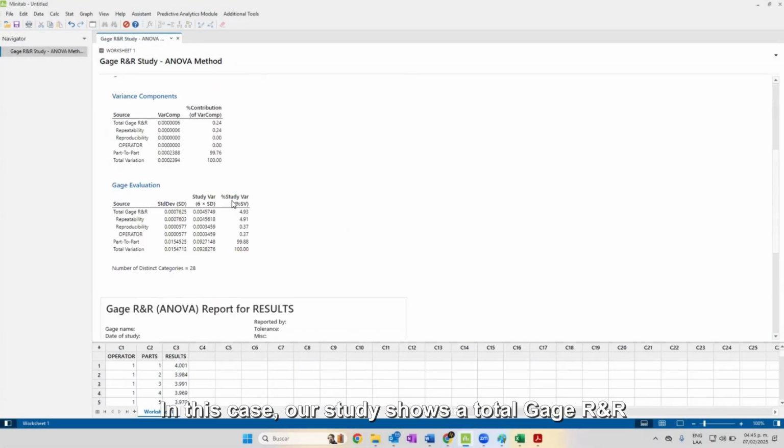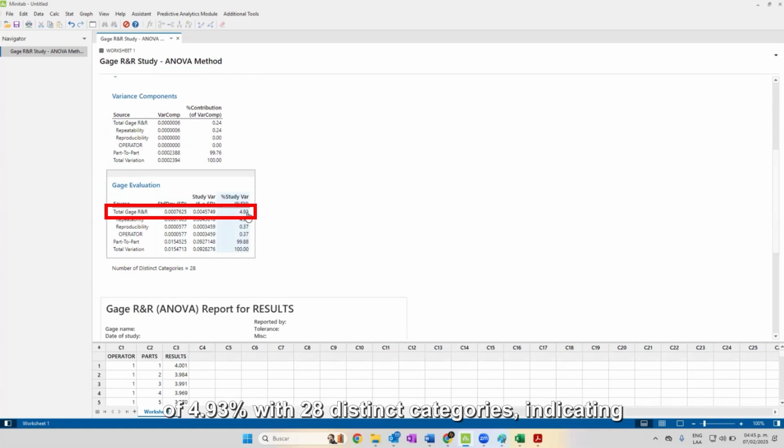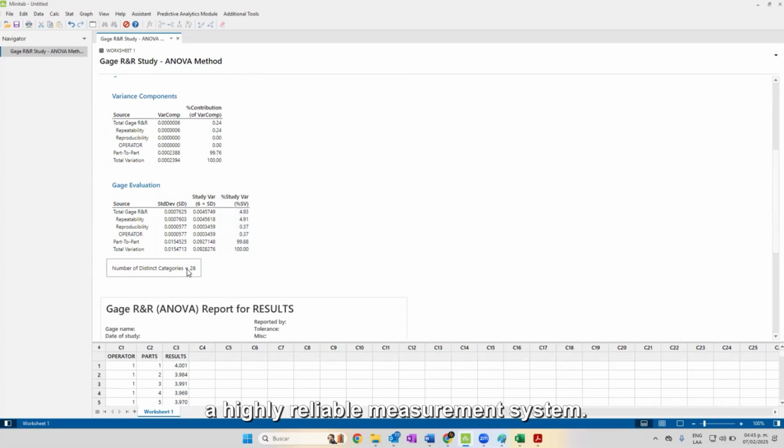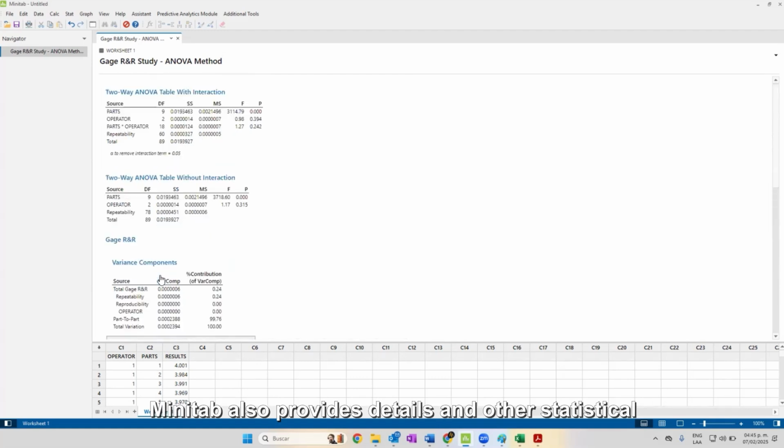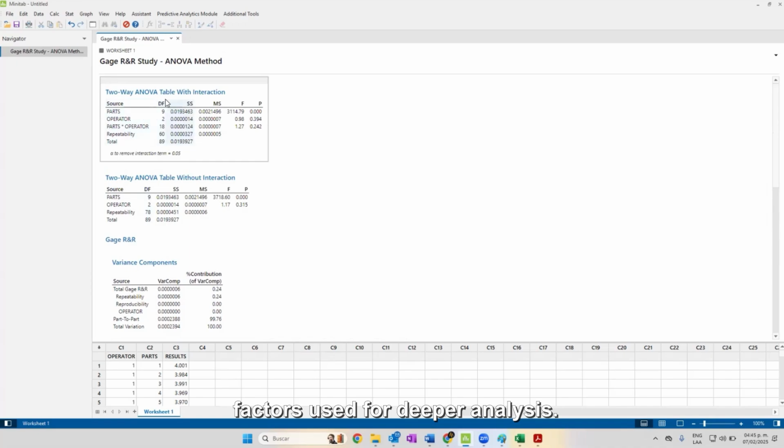In this case, our study shows a total Gage R&R of 4.93%, with 28 distinct categories, indicating a highly reliable measurement system. Additionally, we can see repeatability with 4.91% and reproducibility with 0.37%. Minitab also provides details and other statistical factors used for deeper analysis.